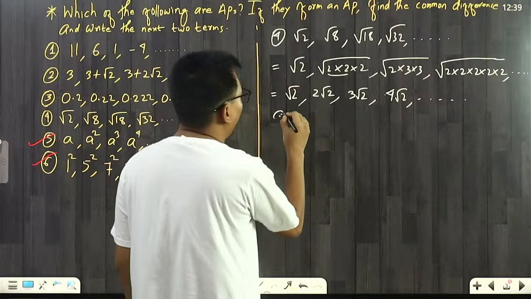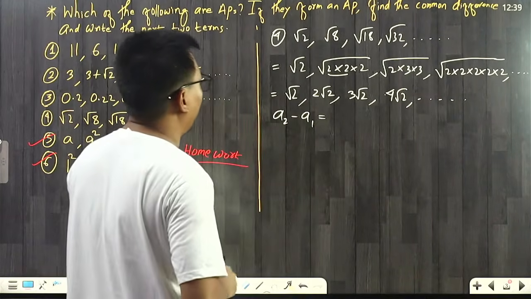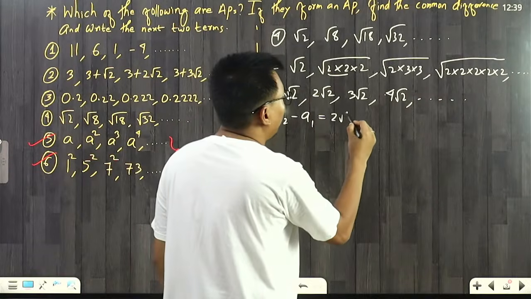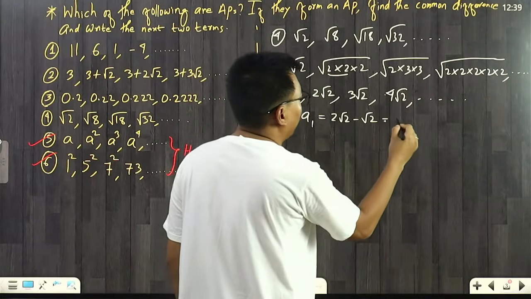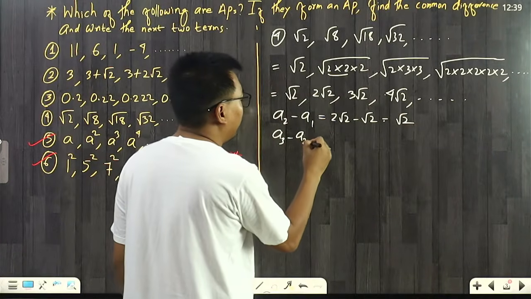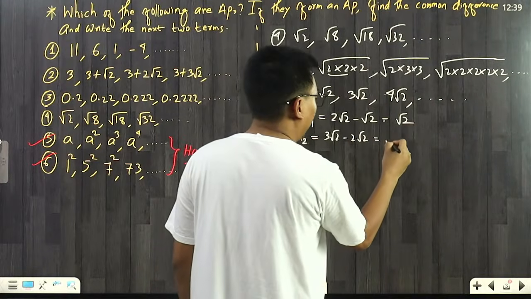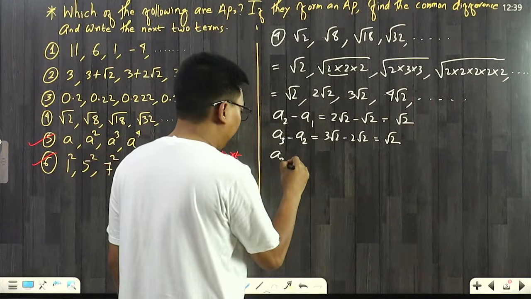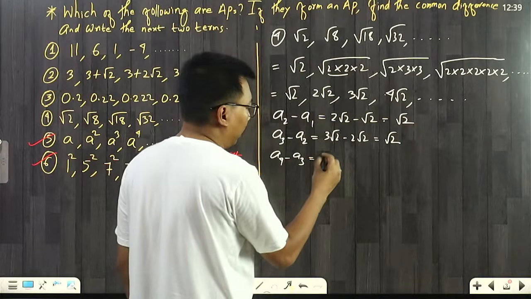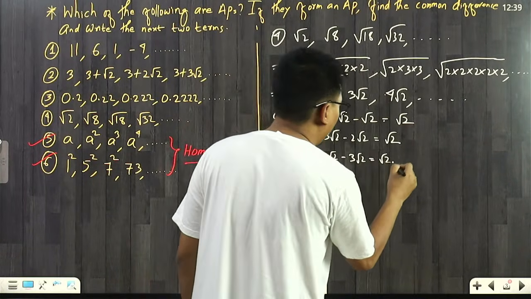Now we'll check A2 minus A1. What will we get here? 2 root 2 minus root 2 will be root 2. We'll check A3 minus A2, which will be 3 root 2 minus 2 root 2. Again, we'll get root 2. We'll check A4 minus A3, fourth term minus third term, which will be 4 root 2 minus 3 root 2, which is equal to root 2.